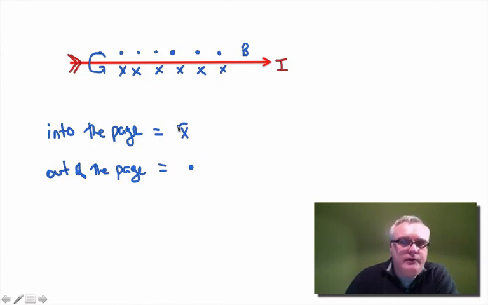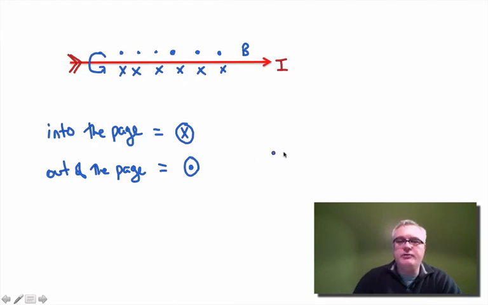Some textbooks, you'll see these drawn in a circle. My notation, I just use the dot and the X. So that means we can draw a region of magnetic field going into the page as just in this region here, this is the magnetic field going into the page.